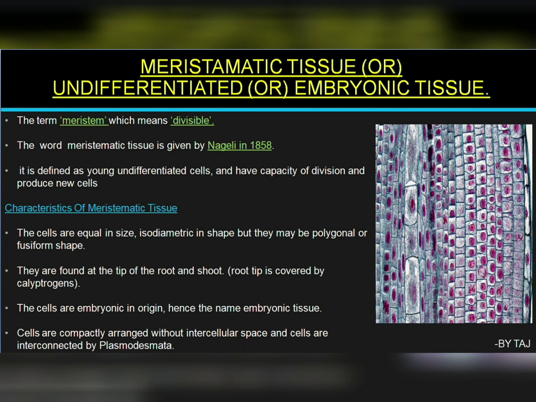The cells are embryonic in origin, hence the name embryonic tissue. So, meristematic tissues are also called embryonic tissue because they originate from embryonic cells. These cells are compactly arranged, which means there is no intercellular space between the cells. Cells are interconnected, from one cell to another cell there is a connection. This connection we call plasmodesmata. So, this is about the meristematic tissue or undifferentiated tissue or embryonic tissue.